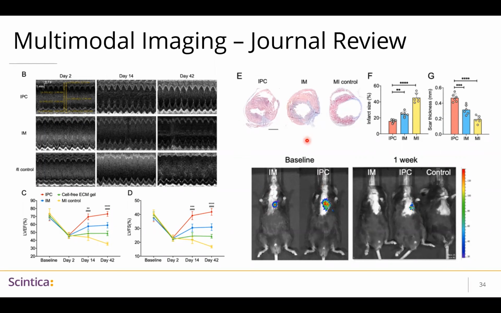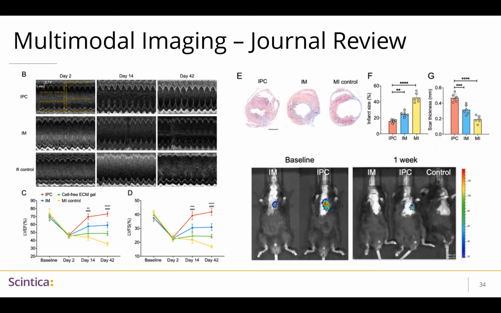They then used a Masson's trichrome histology stain, and they looked at the infarct size. So here on the control, we can see the infarct size is quite large and it's very thinned. With the IPC injection, we can see the infarct is quite small, but it also has a thickened wall, and that is considered a positive thing in this case because we want to maintain the thickness of the myocardium to maintain function.